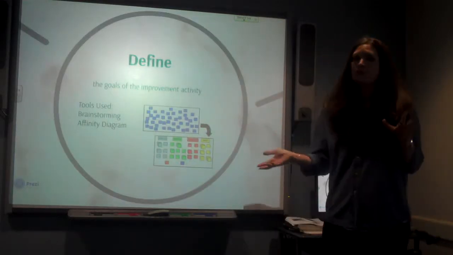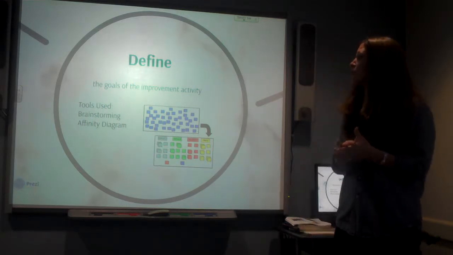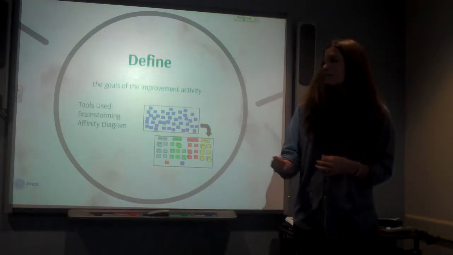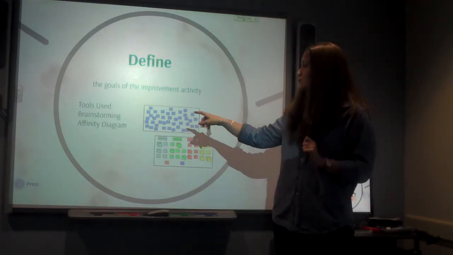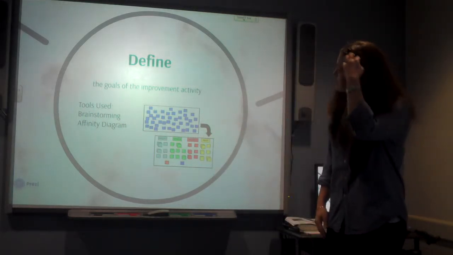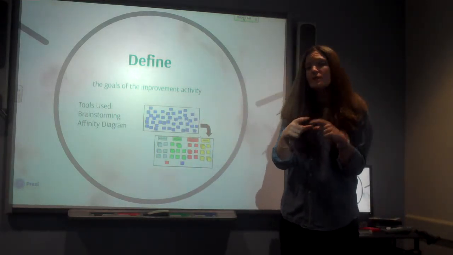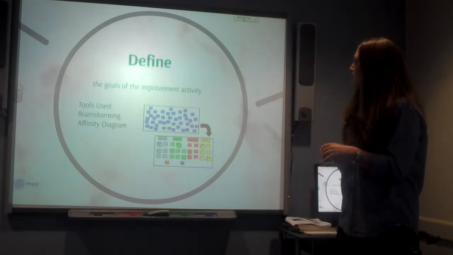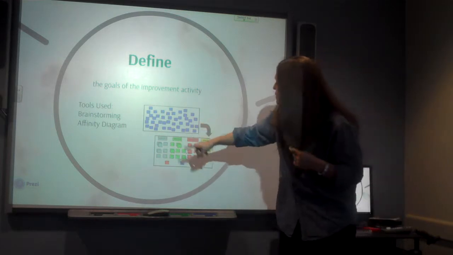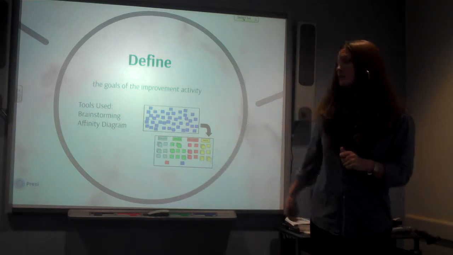Whenever you're looking to improve something, let's say a process, that's what we usually are looking to improve, the first thing you want to do is define the goals of what you're trying to improve. There are different tools that you can use to do this. The first would be brainstorming, and the second is an affinity diagram. You take all of your brainstorming, usually using Post-it notes, and brainstorm all these different ideas, and then you can put them into buckets. For example, quality, service, delivery, price. So different things that it relates to.